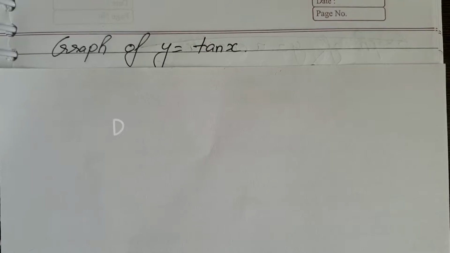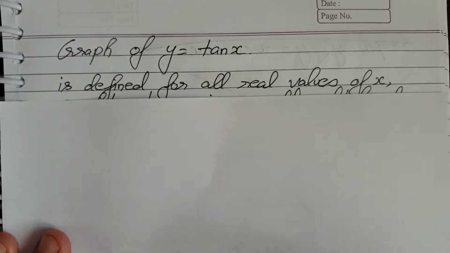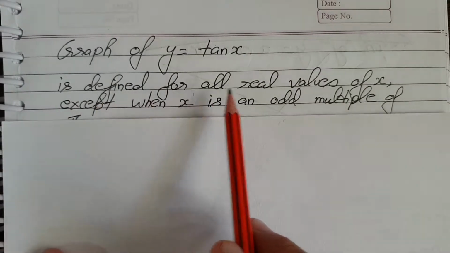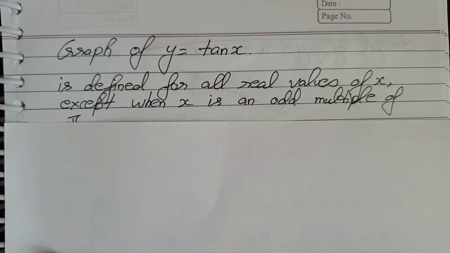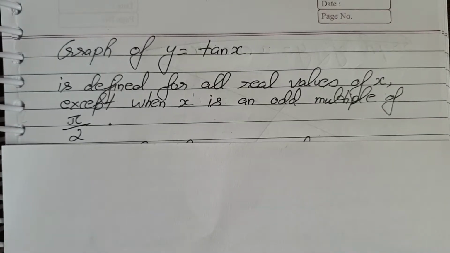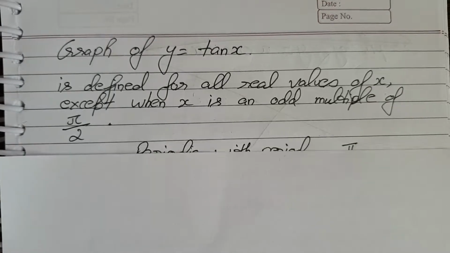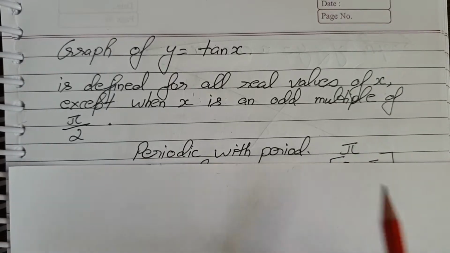Graph of y equals tan x. We all know that y equals tan x is defined for all real values of x except when x is an odd multiple of pi by 2. When it's an odd multiple of pi by 2, that is not defined. Actually that tends to have an infinite value. Also tan x is periodic with period 2 pi.